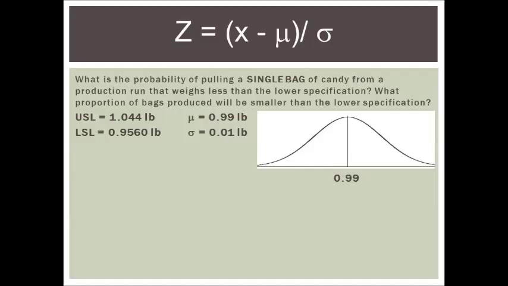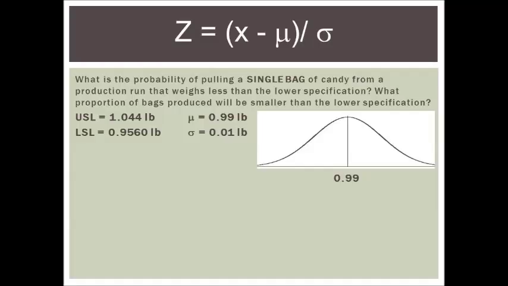Now we need to figure out what all the variables are that go into the formula. So we have mu, the process average, 0.99, and we have sigma, the standard deviation of 0.01. Now we need to know what x is. x in this formula is whatever number we're trying to compare. In this example, it says, what is the probability of pulling out a single bag of candy from a production run that weighs less than the lower specification? So I am interested in comparing my bag of candy to the lower specification. In this case, x would be the lower specification.